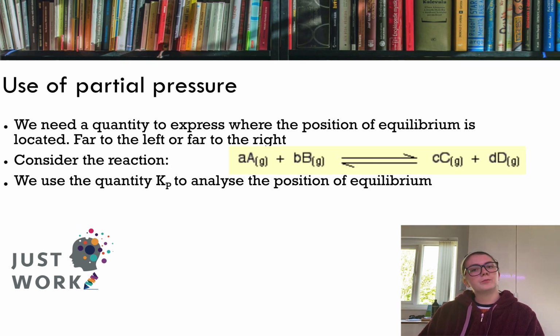Now, how can we use partial pressure? We need a quantity to express where the position of the equilibrium is, whether it's far to the left or far to the right, and we look at this very often when we're speaking about our equilibrium constants. So we use the quantity Kp to analyse the position of the equilibrium, or we can use Kc. Now the C and the P, they're the same calculations, they're the same values. C just means concentration and P just means partial pressure. So they're calculated the same, it just depends on what reactants and products we've got.